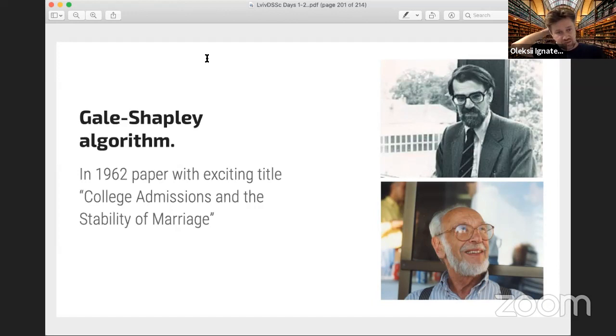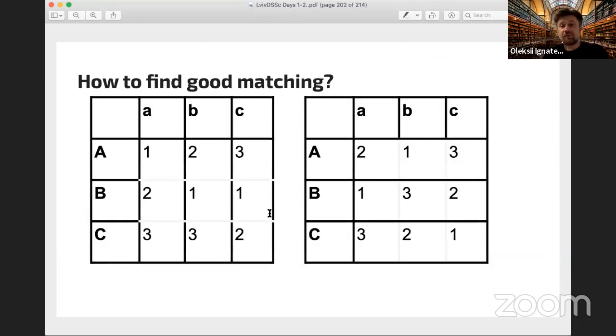In 1962, David Gale and Lloyd Shapley published a paper with the exciting title "College Admission and the Stability of Marriage." Okay, and what was this about? What's the matching, the bipartite matching here?